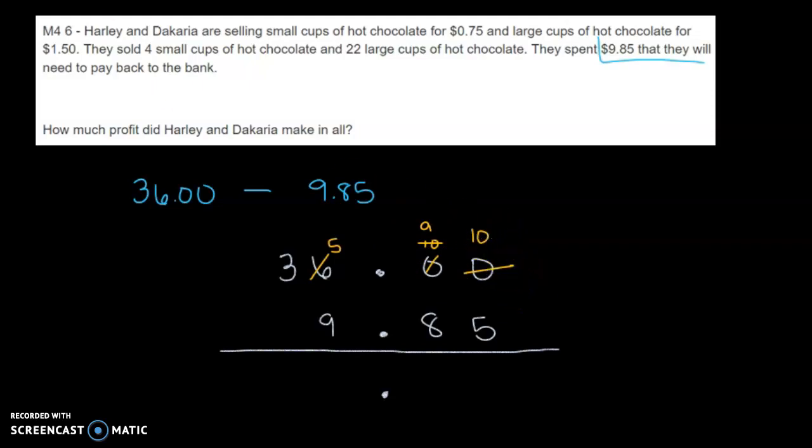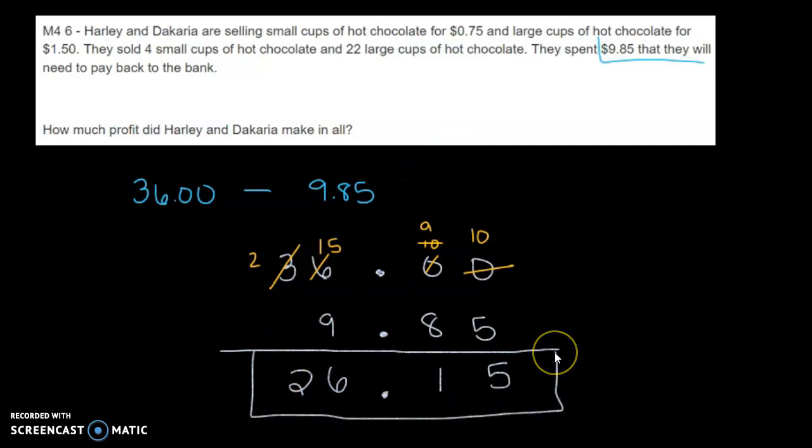So we have 10 minus 5, which is 5. 9 minus 8, which is 1. I can't do 5 minus 9, so I have to borrow again and make that a 15. 15 minus 9 is 6, and then 2 minus nothing is 2. So these two are walking away with $26.15.